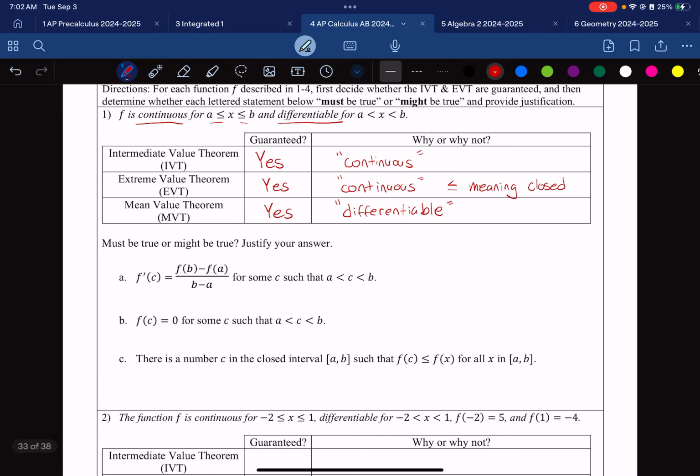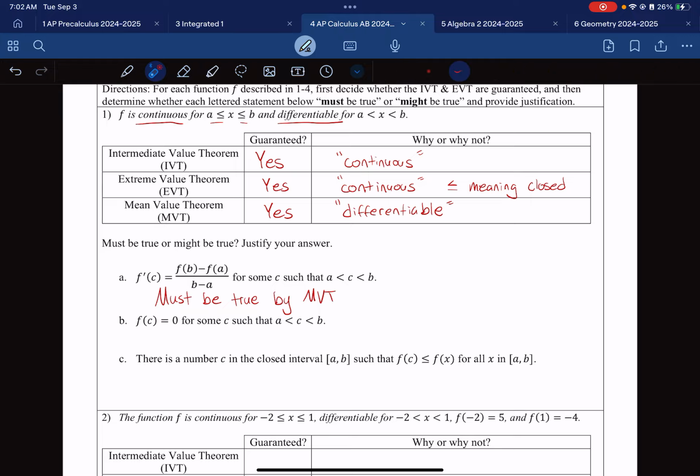All right, so we have unlocked the power of all three theorems. Let's see if we can apply them down here. So it's either a must or a might. Those are the only two words that you're going to say down here. So this is saying, hey, f prime of c is equal to all of that stuff. Well, that's literally 1 point slope is equal to 2 point slope. That is, by definition, the mean value theorem. So this one is a must be true. Why? By mean value theorem.